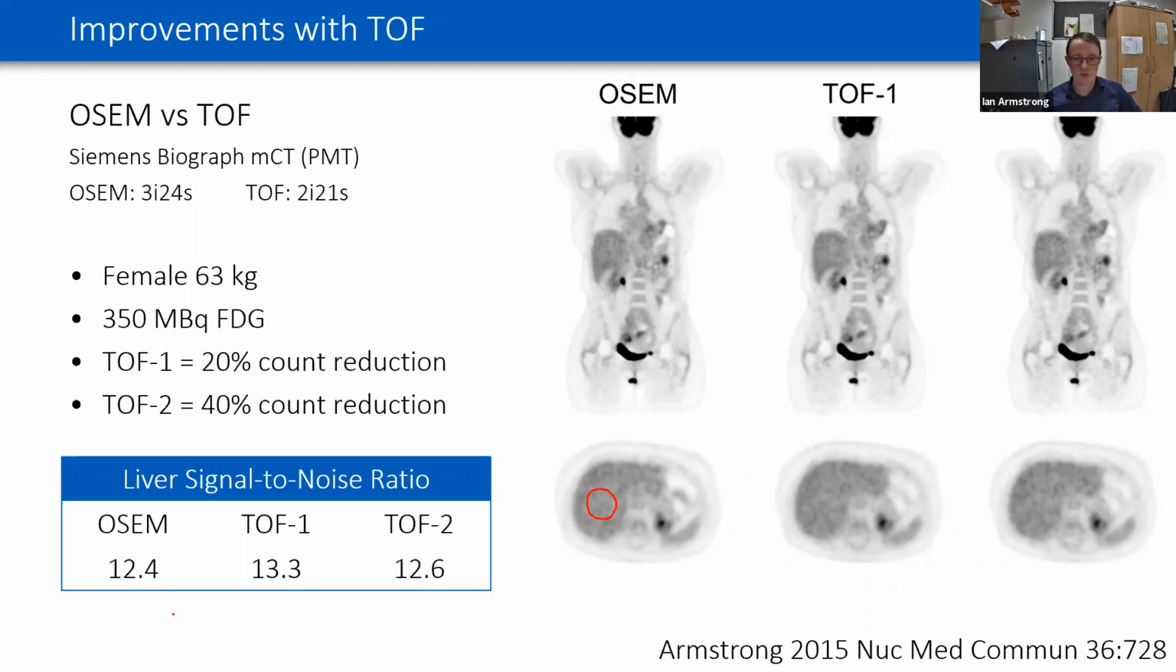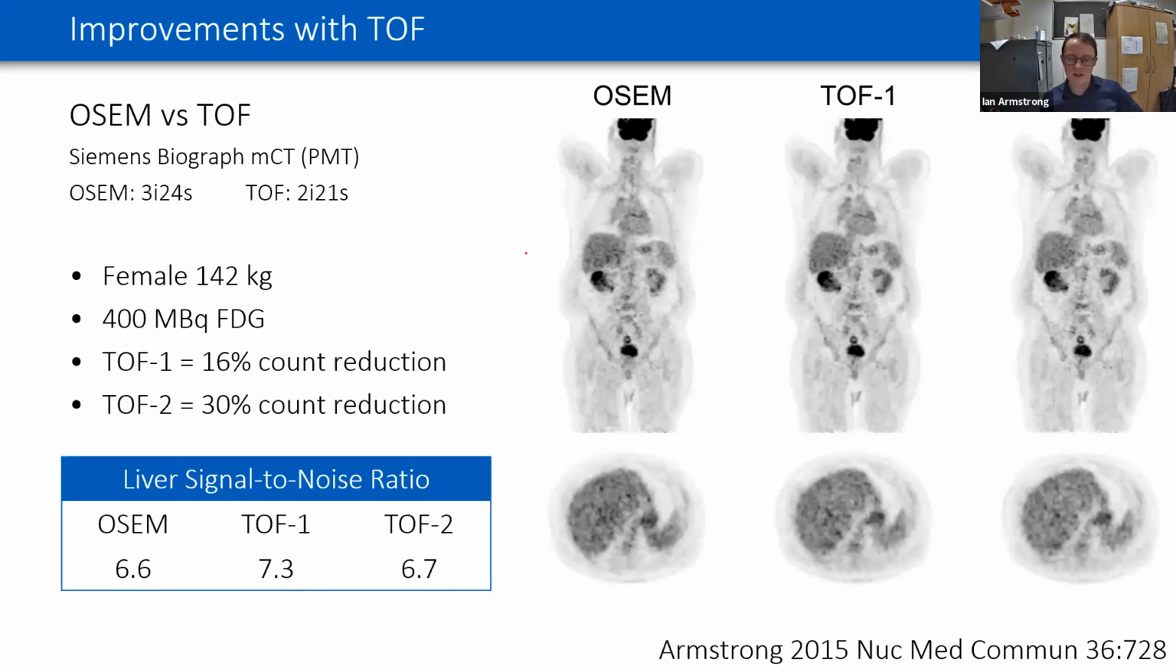And if we look at the numbers, we can see the central image gives us a slight gain in quality, a gain in signal to noise ratio, and then the second image is actually pretty comparable. So for a small patient, if we have a count reduction of approximately 40%, we can get fairly similar image quality without time of flight. As this gets to larger patients, it doesn't quite hold as true.